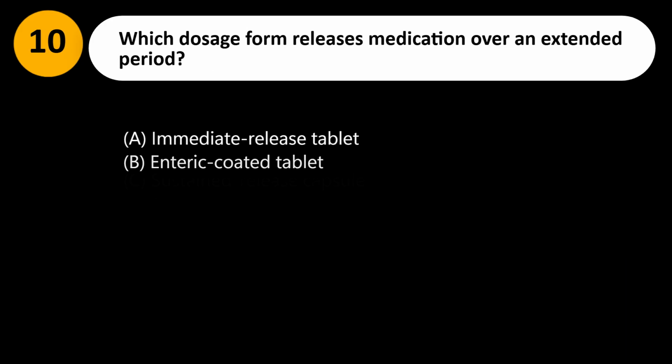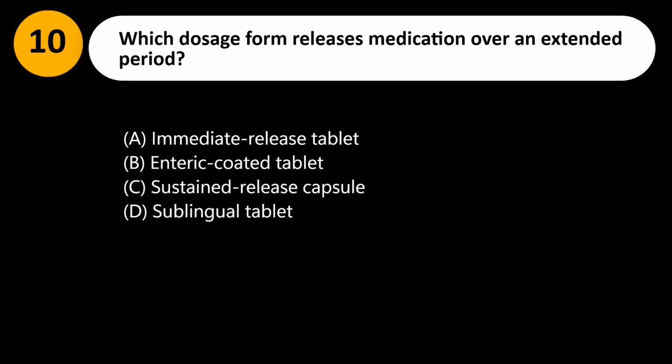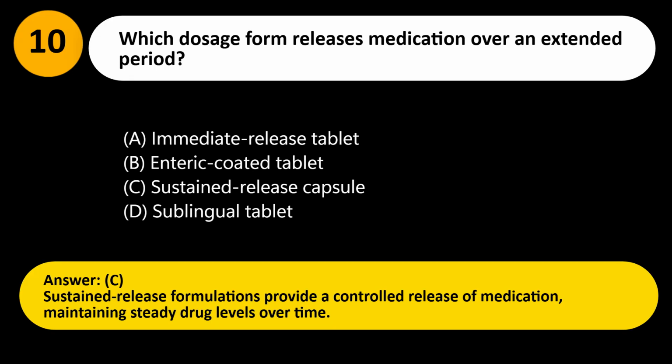Which dosage form releases medication over an extended period? A. Immediate release tablet. B. Enteric-coated tablet. C. Sustained release capsule. D. Sublingual tablet. Answer, C. Sustained release formulations provide a controlled release of medication, maintaining steady drug levels over time.